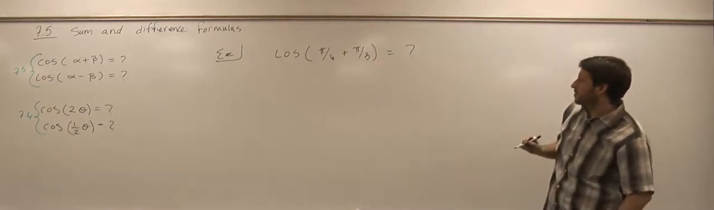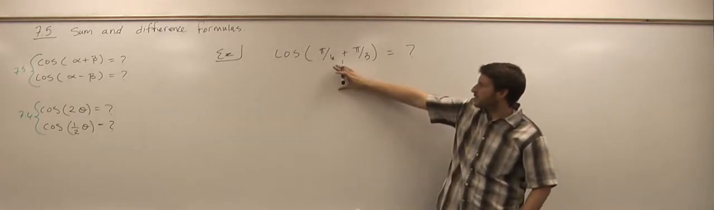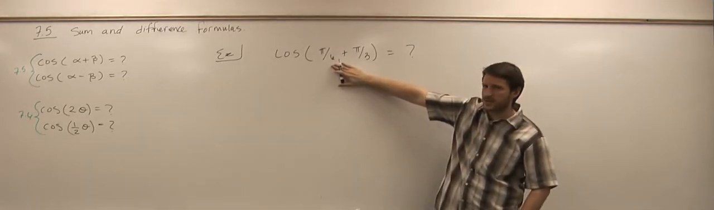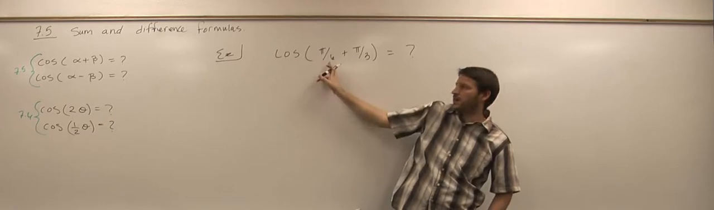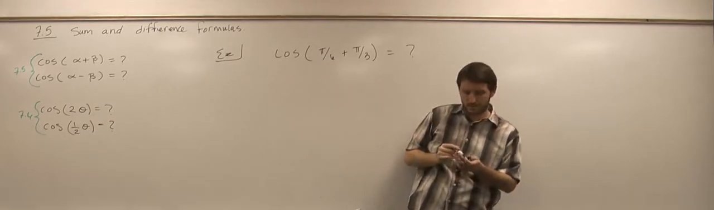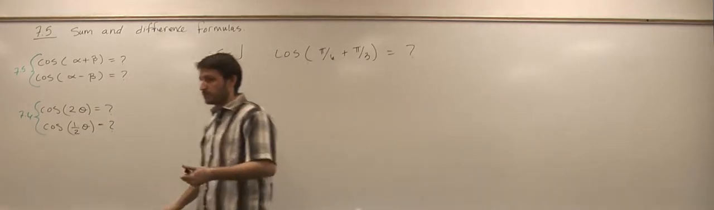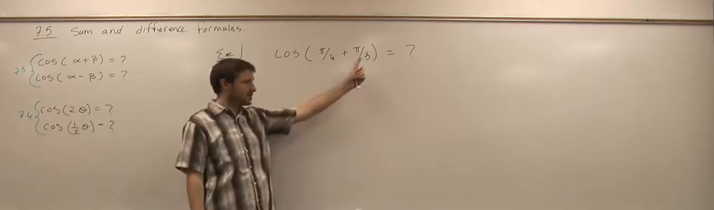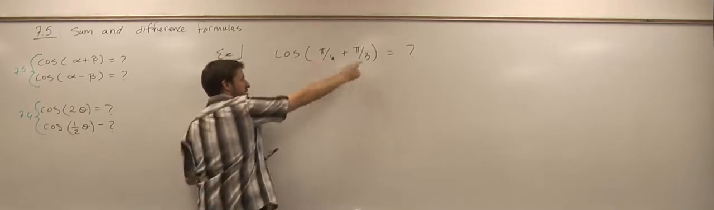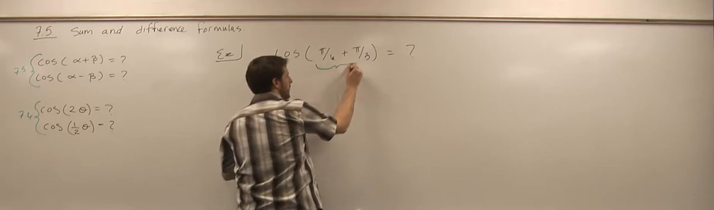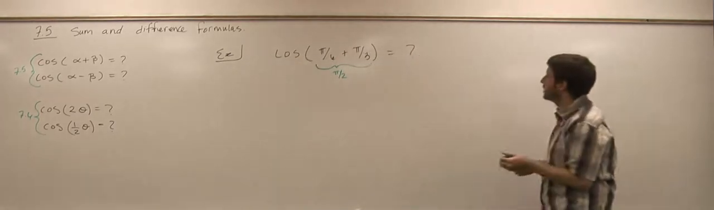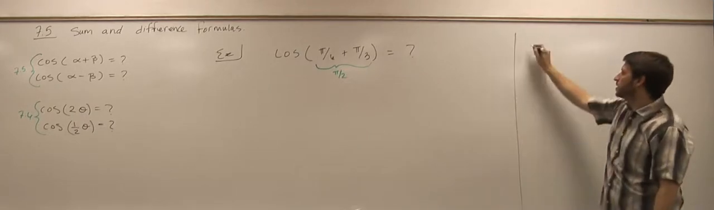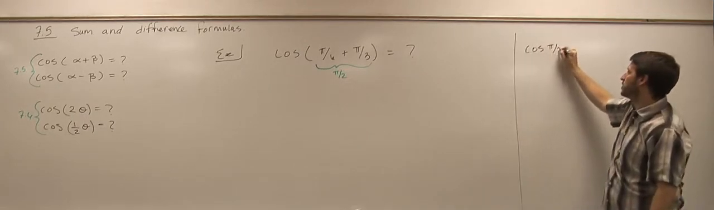Now let me talk about this a little more, because we already know the answer to this. What should the answer be? Square root of 3 over 2. Now, what is pi over 6 plus pi over 3? Pi over 2. Right? Pi over 6 plus 2 pi over 6. Altogether, this will be pi over 2. So whatever we get for our formula, it should be the same as cosine of pi over 2.